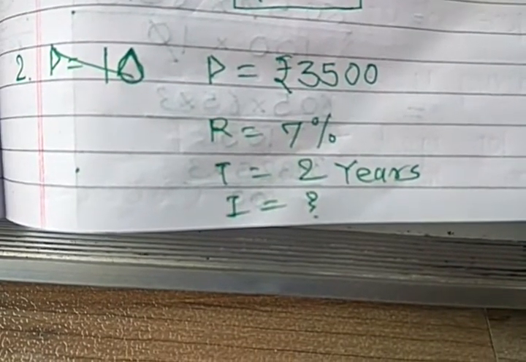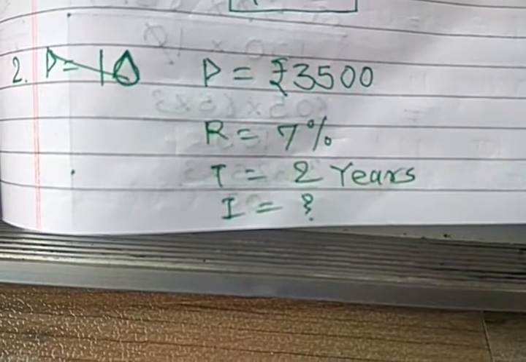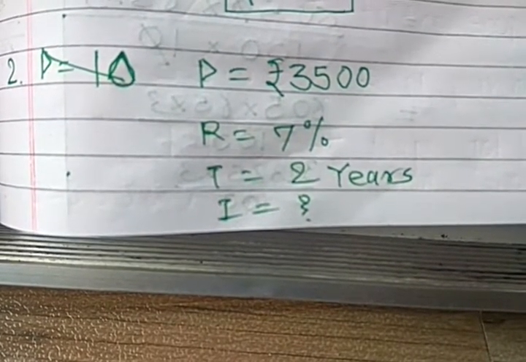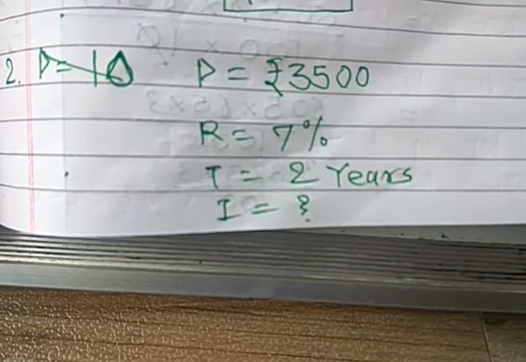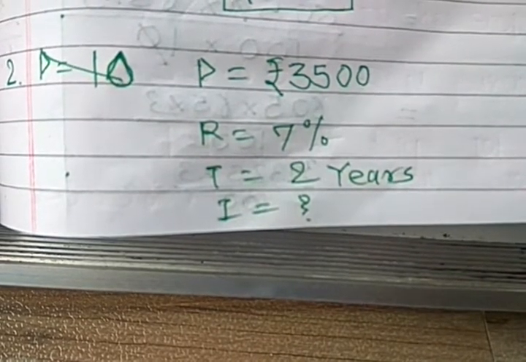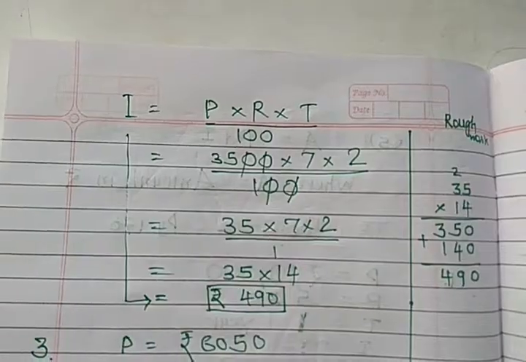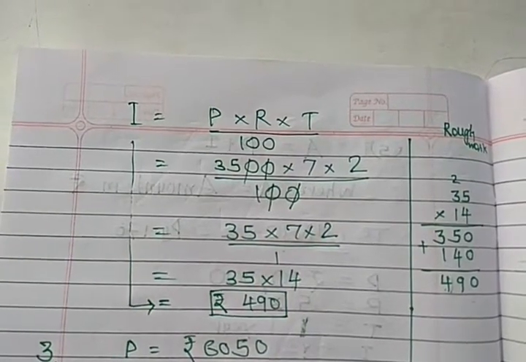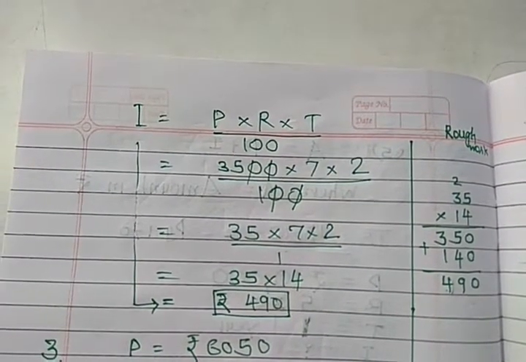Move to question number 2, where the principal amount is 3500, rate of interest 7%, T equal to 2 years, and I equal to question mark. Here is the solution of question number 2: I equal to PRT upon 100.